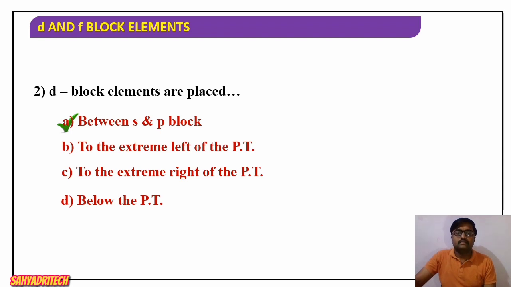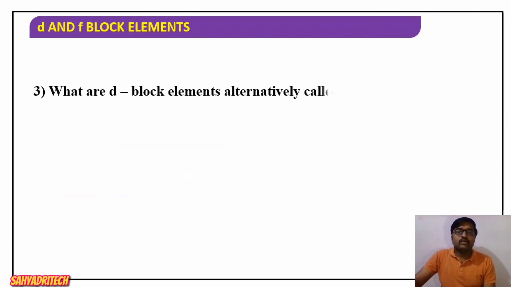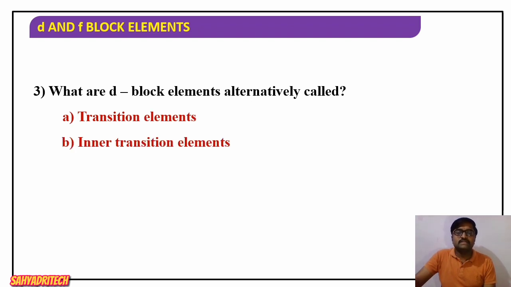Well, what are D block elements alternatively called? That means, what is the other name for D block elements? First we look at the options: transition elements, inner transition elements, halogens, and metals. What is the answer? Alternatively, they are called transition elements. And as I said, they are called transition elements because the properties of D block elements are transitory as compared to S and P block elements.